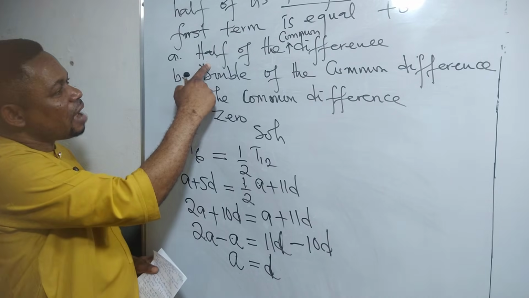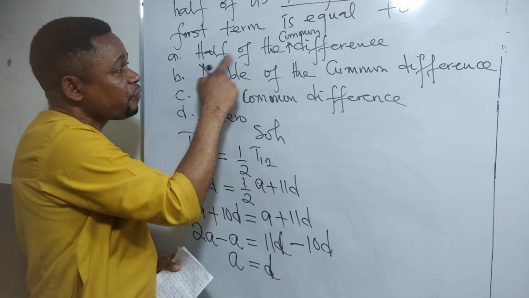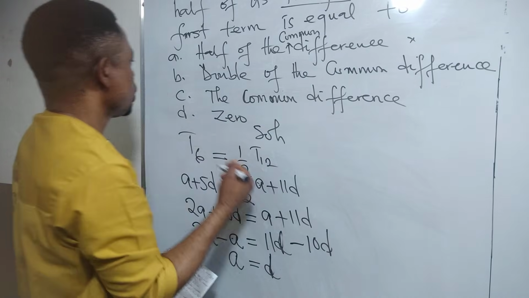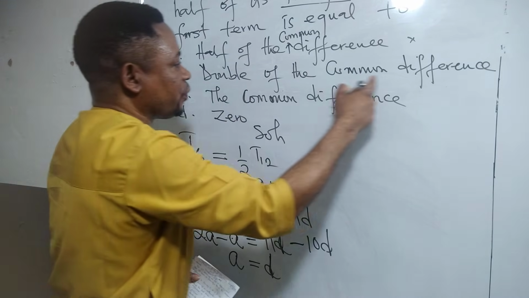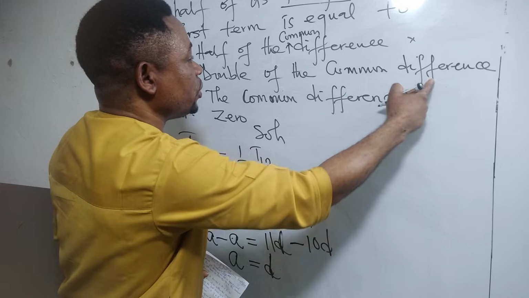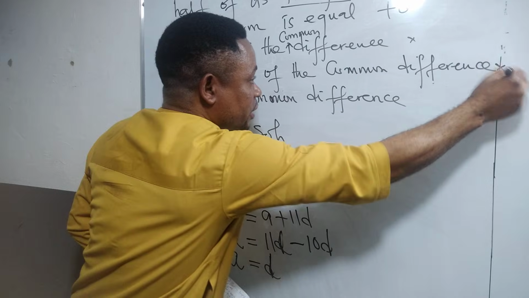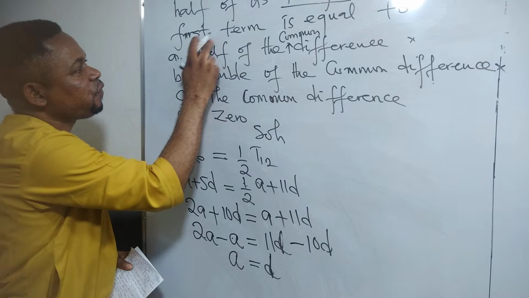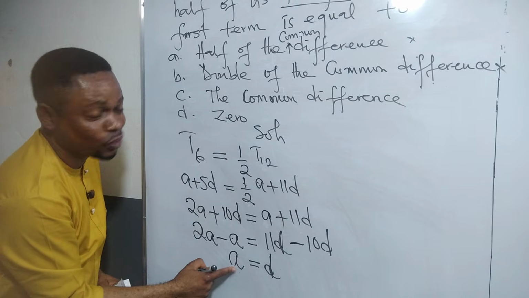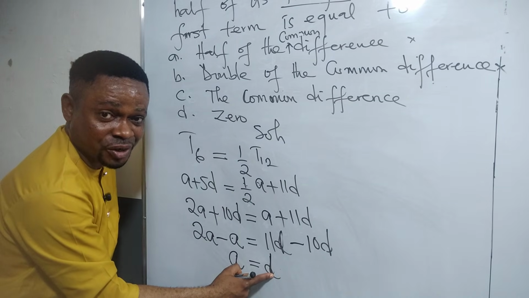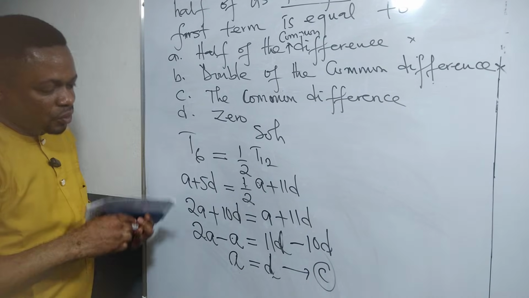Now the options say: half of the first term is equal to half of the common difference. No. Then this again, the first term is equal to double of the common difference. No, it cannot be this. Then option C says the first term is equal to the common difference. Are you with me? So the correct answer is option C. Hope you are following.